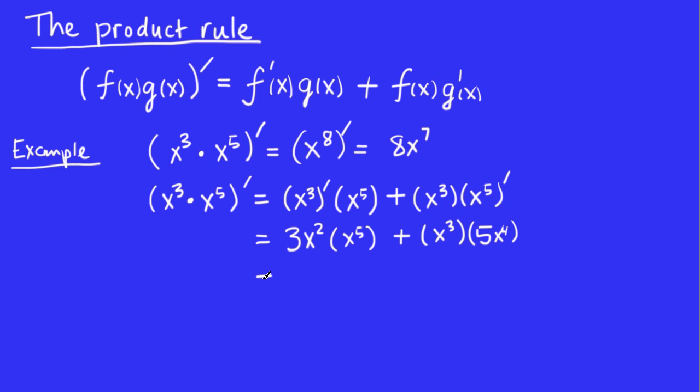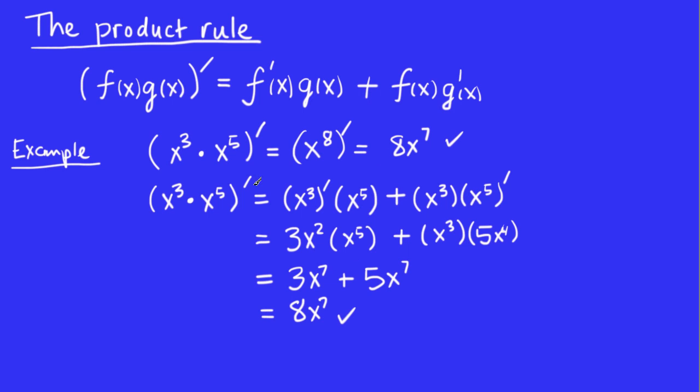Now let's simplify this. The 3 just stays there. x squared times x to the 5 is x to the 7, plus, when I multiply this out, I get 5x to the 7. And when I add these up, I get 8x to the 7. And that's exactly the same answer as I had up here, right?